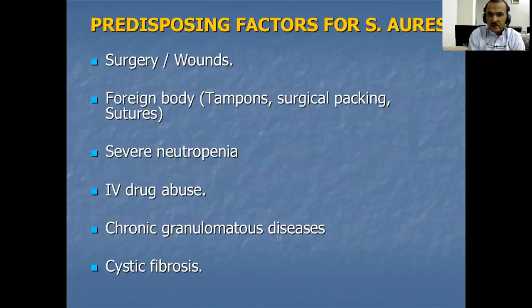Predisposing factors for Staphylococcus aureus: surgery, wounds, foreign body, severe neutropenia, IV drug abuse, chronic pulmonary disease, and cystic fibrosis. Next, please.